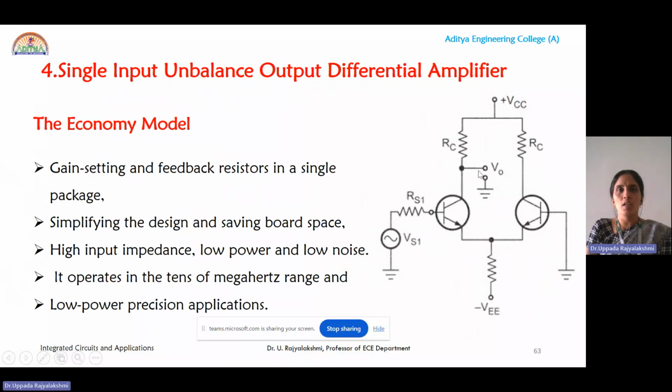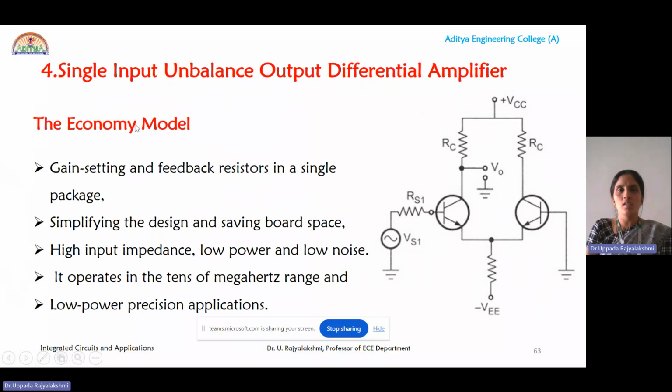And this is single input unbalanced output. One input is applied and the other input end is grounded, and the output is taken at only one of the collector ends, that can be the collector of Q1 or the collector of Q2. It operates in the megahertz range and is used for low power precision applications. This is like an economy model.